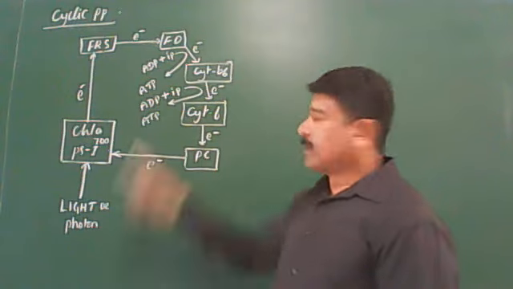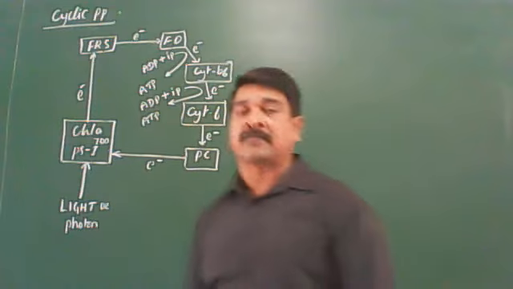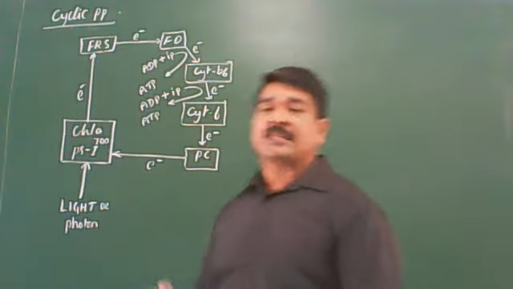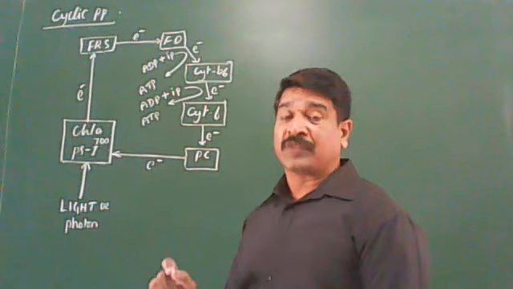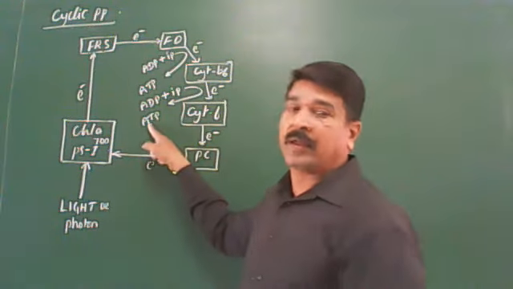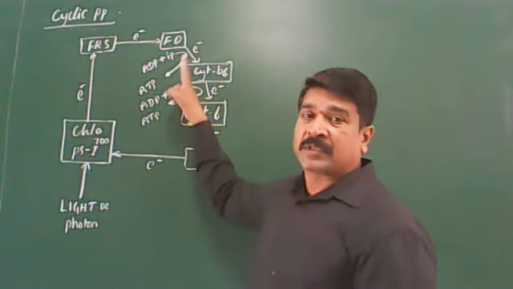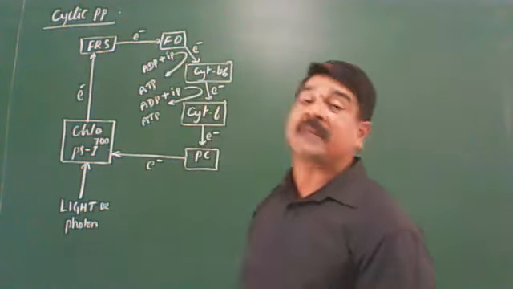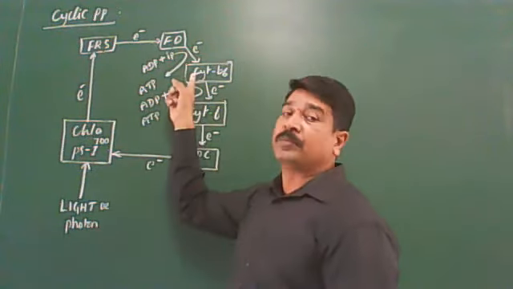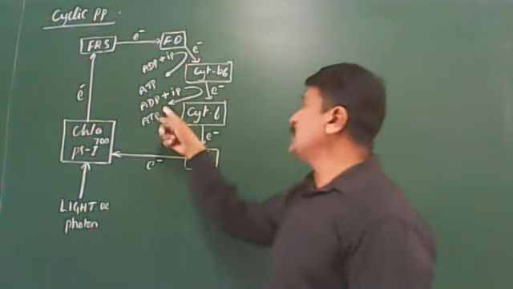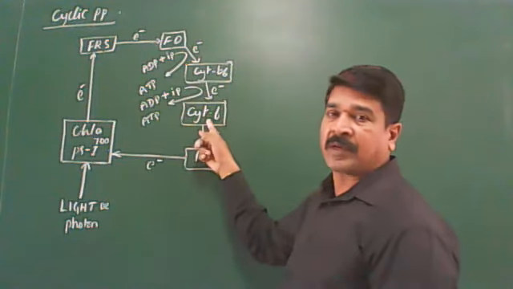Clear? During transfer of electrons through a series of electron acceptors, each electron loses some amount of energy. That energy is utilized for the formation of energy-rich compound called ATP. Here, two ATPs are produced at two different places. One ATP is produced between FD and cytochrome B6. Another ATP is produced between cytochrome B6 and cytochrome F. Got it?